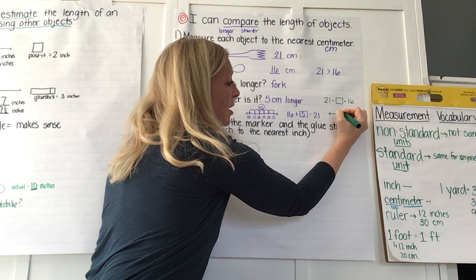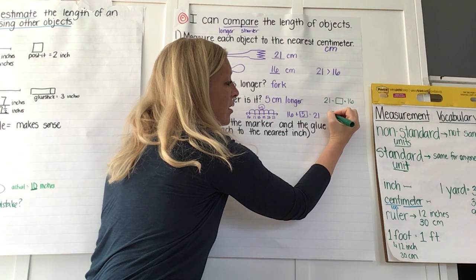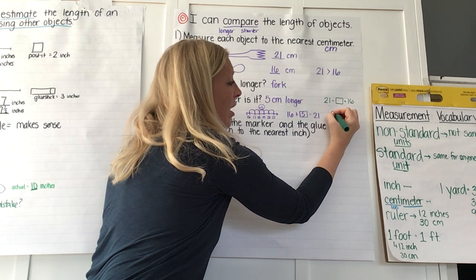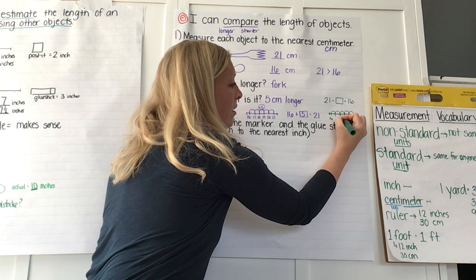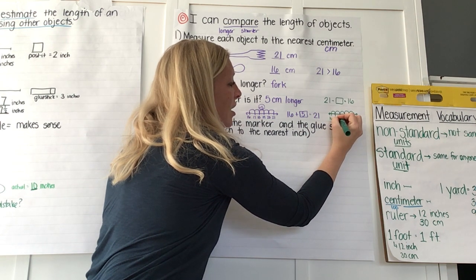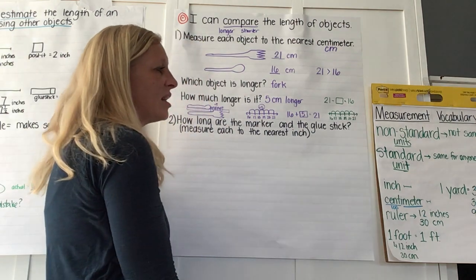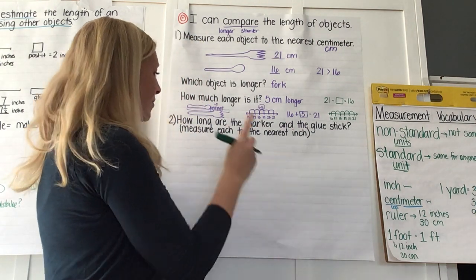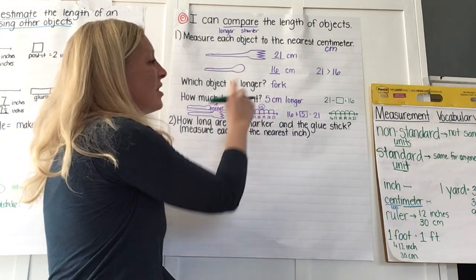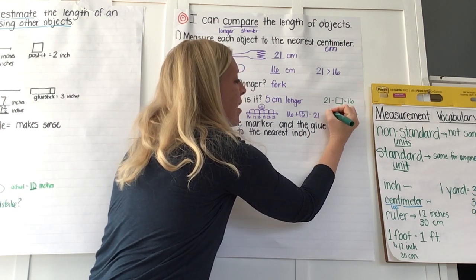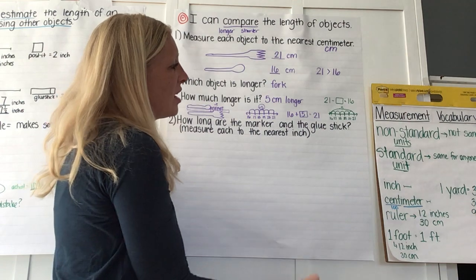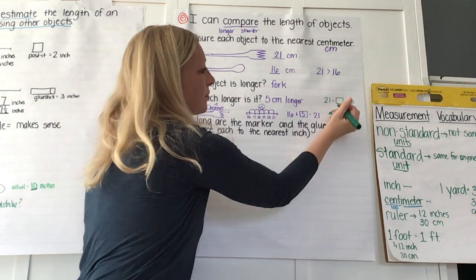20, 19, 18, 17, 16. Okay. So you counted back, and you stopped at 16. And why'd you stop at 16? Because the spoon was 16 centimeters. So you took 5 away to land on 16. And so what would go in that box?